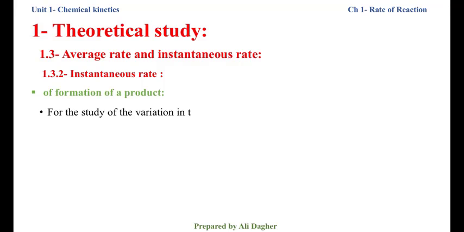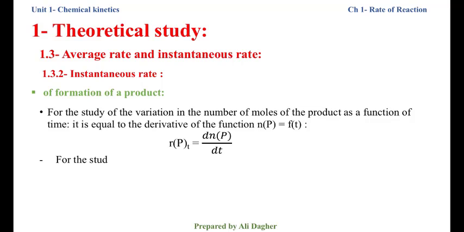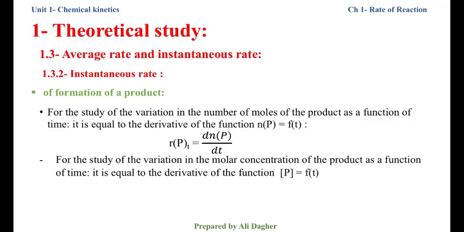For the study of the variation in the number of moles of the product as function of time, it is equal to the derivative of the function n product equal f(t). Rate at instant t equals dn product over dt. For the study of the variation in the molar concentration of the product as function of time, the function is concentration product equal f(t). The rate is the derivative of this function. Rate at instant t of product equals d concentration of the product over dt.